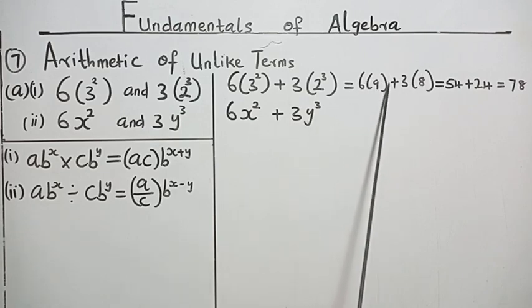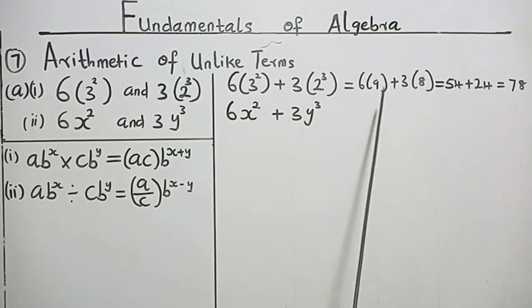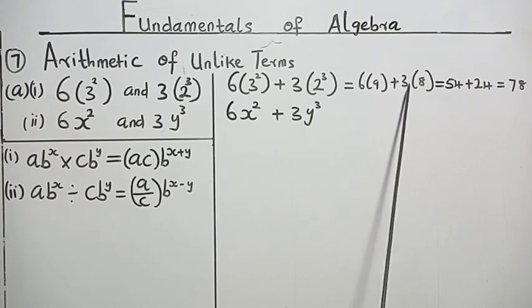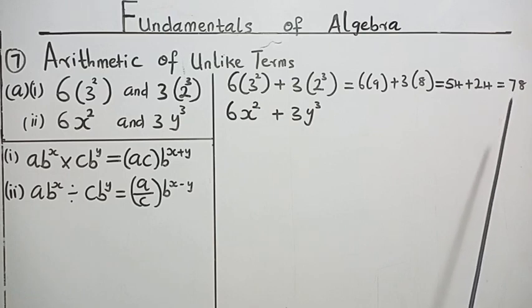If it is 6 nines and 3 nines, we cannot say that the total is equal to 9 nines, since the same 9 is being counted. If it is 6 eights and 3 eights that we are talking about, we cannot say 9 eights. But in this case, it is 6 nines plus 3 eights. Except we get the results separately, we cannot get this last answer.